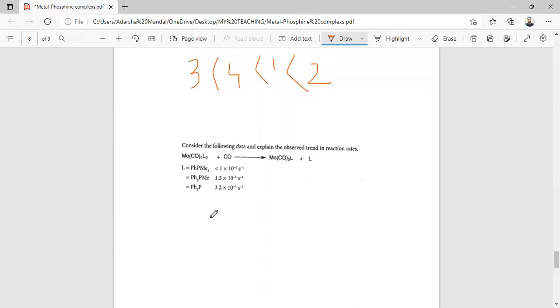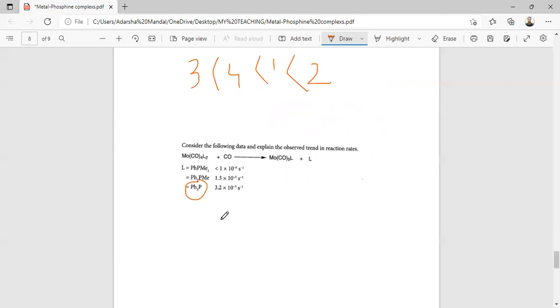So our next question is, consider the following data and explain the observed trend in the reaction rate. Here Mo(CO)4L2 plus CO gives Mo(CO)5L plus L. So in this case one L ligand is substituted by the carbonyl, so dissociation of one L ligand happens. The reaction rate is high for the PPh3 ligand. This is the rate of the reaction for all these three cases.